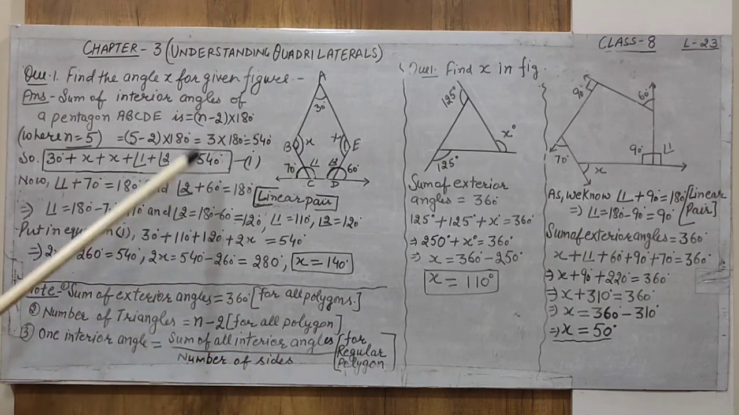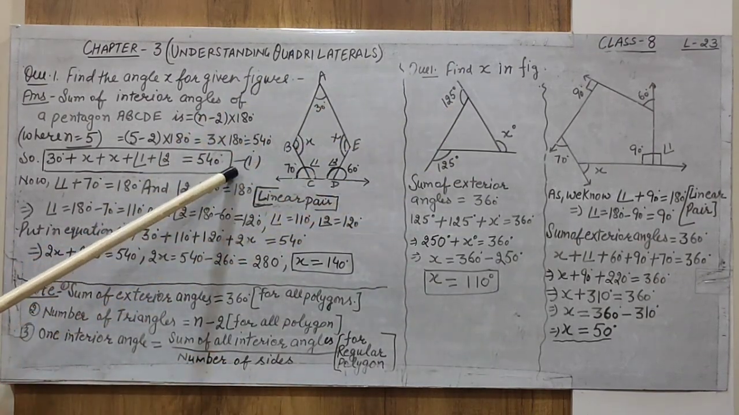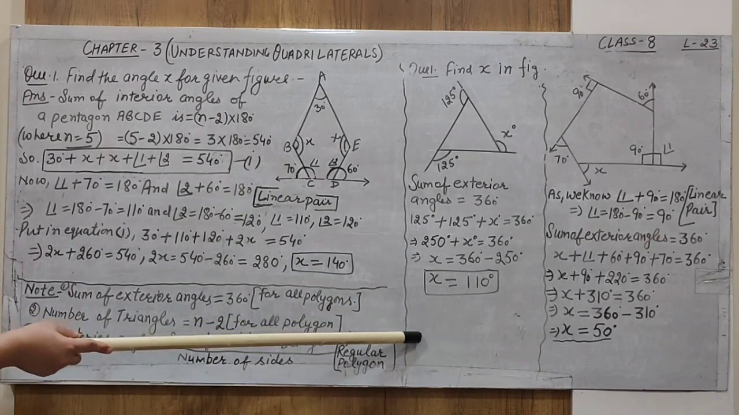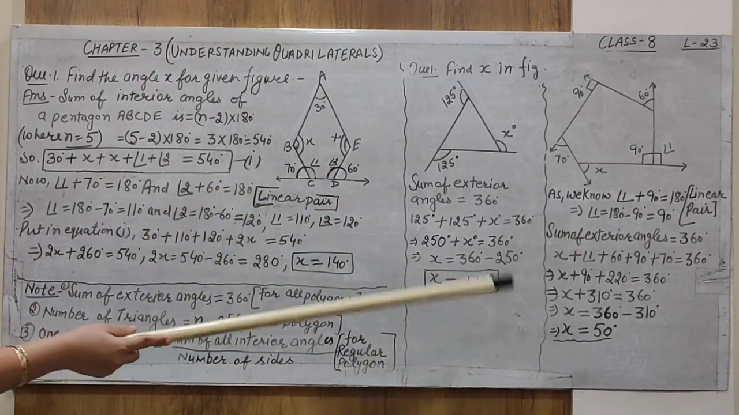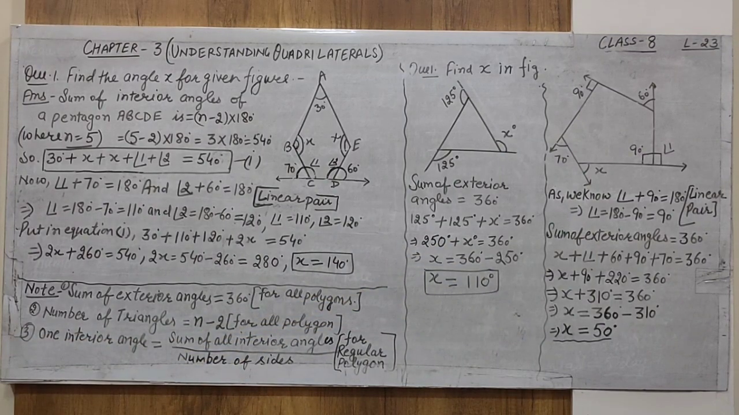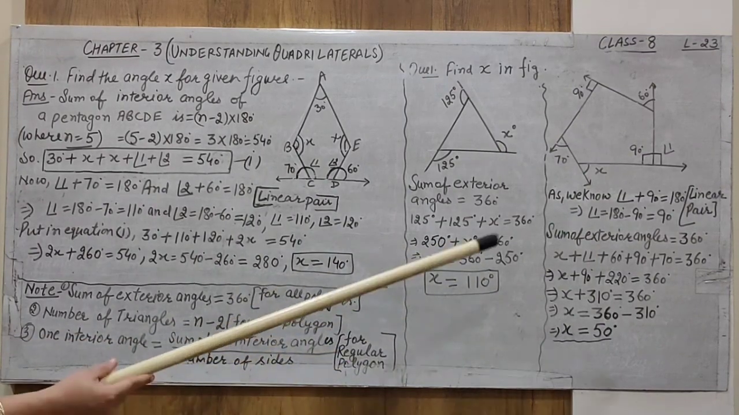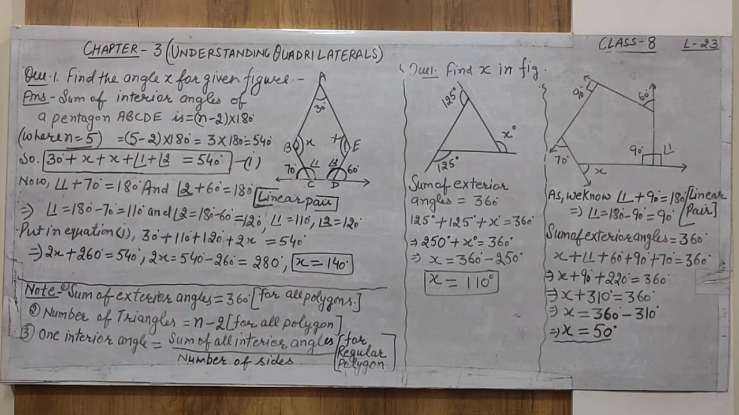So you must use all the properties, the sum of interior angles as well as exterior angles. This is related to exercise 3.1 and these questions are related to exercise 3.2. So you must try all the questions related to both the exercises.